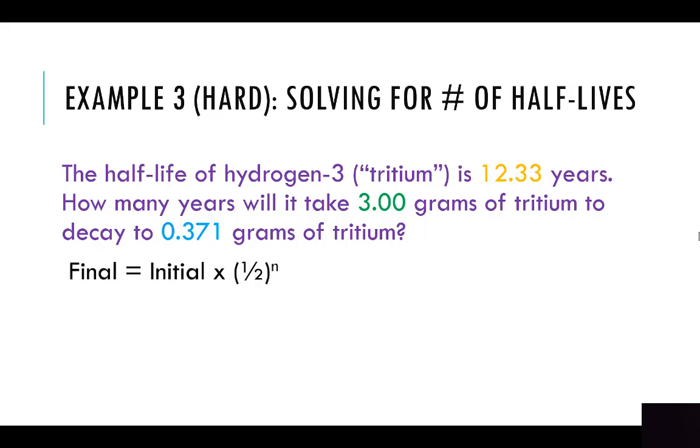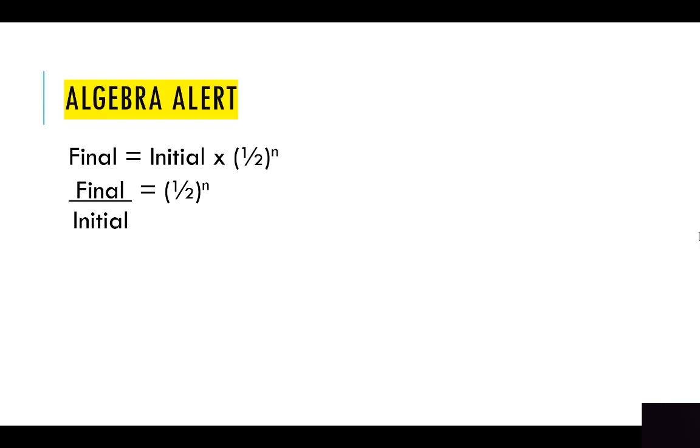Well, here's our equation, final equals initial times 1/2 raised to the n. But in this problem, we need to solve for n. And since n is up there as an exponent, we need to do some algebra. So here's our equation. First, I'm going to move the initial to the other side. So final divided by initial equals 1/2 raised to the n.